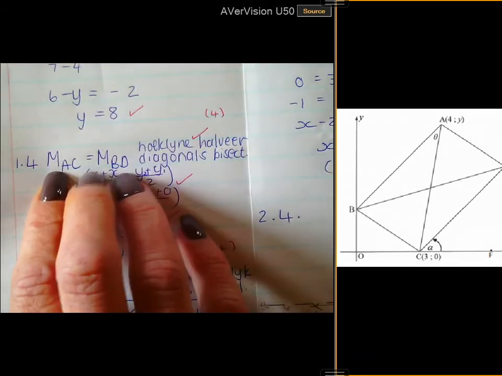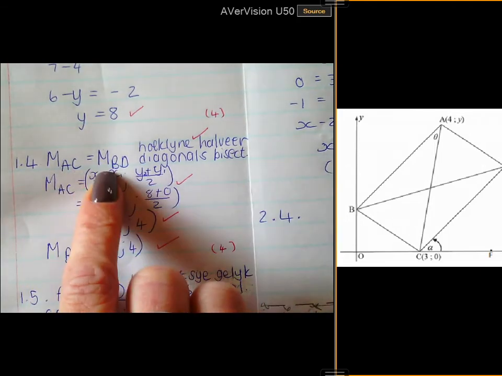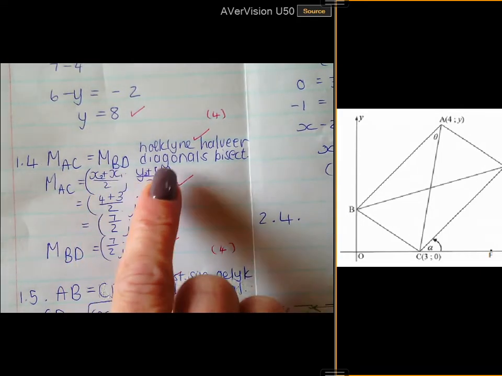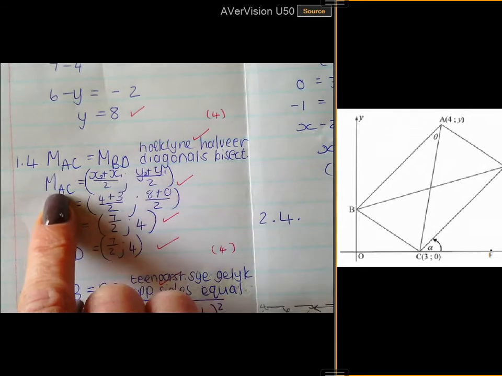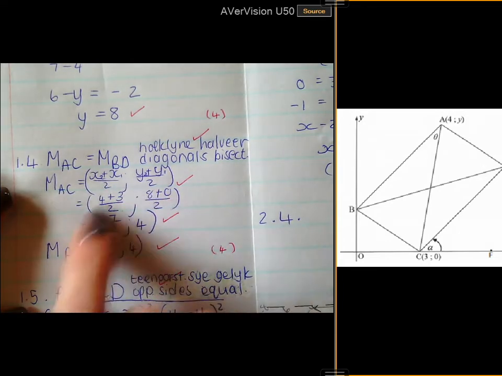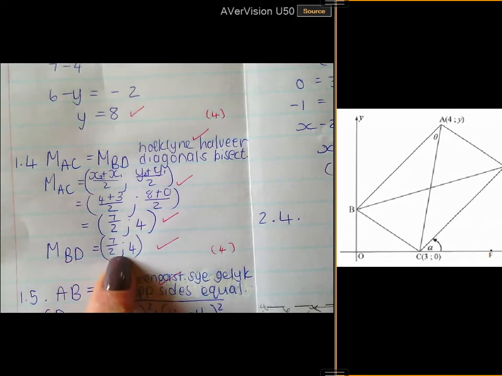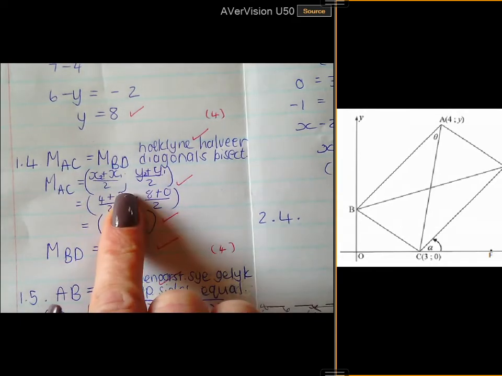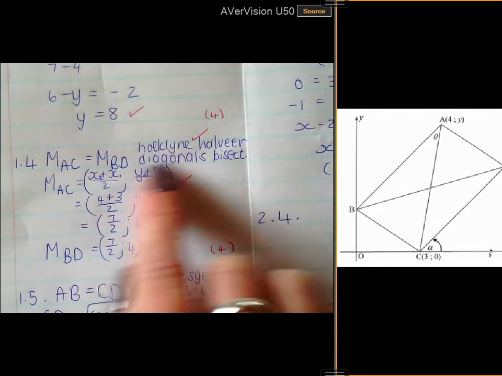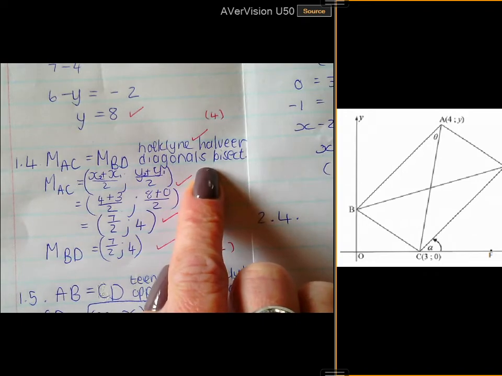So I'm saying the midpoint of AC is equal to the midpoint of BD because the diagonals bisect. I calculated the midpoint of AC, 7/2 and 4, and then I said so the midpoint of BD will also be 7/2 and 4. If you use this method without finding the value of B, you had to give that reason that the diagonals bisect each other.